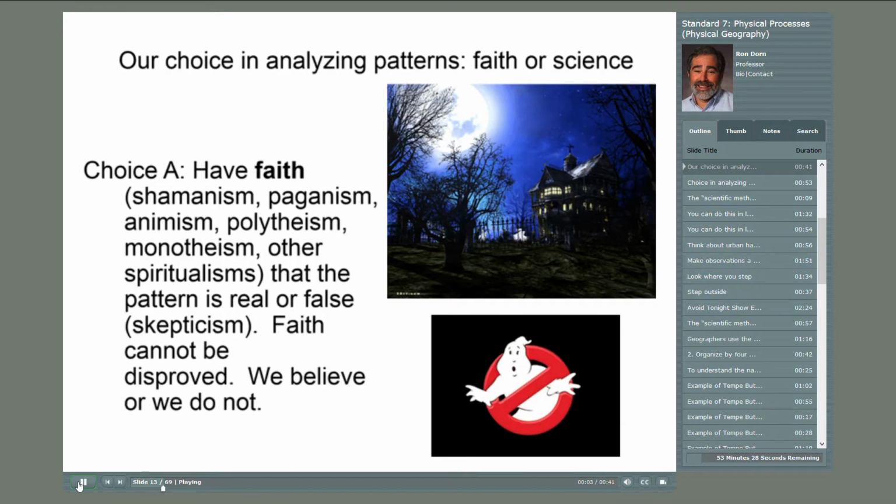Today, we have two choices in analyzing patterns. You can either have faith or you can use science. The choice to have faith that you think the pattern is real might be shamanism, paganism, animism, polytheism, monotheisms, or other spiritualisms, such as you believe in ghosts, say, that a pattern that you recognize as a ghost is real or false. Faith cannot be disproved. I believe or I do not.